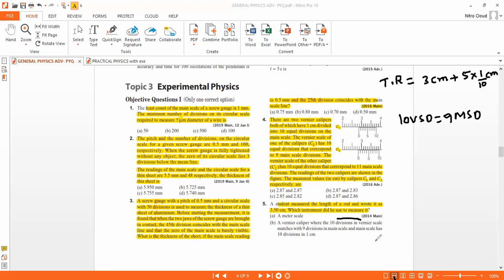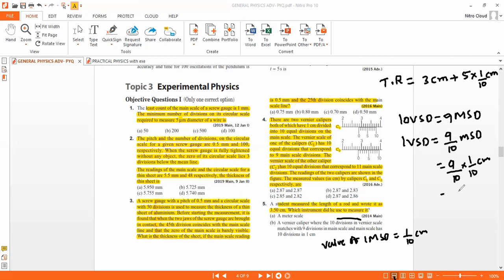And main scale has 10 divisions in 1 centimeter. That means value of one main scale division is 1 by 10 centimeter. So 1 VSD equal to 9 by 10 MSD. 9 by 10 into 1 by 10 centimeter, that is 0.09 centimeter.